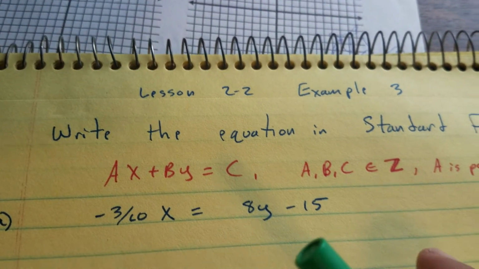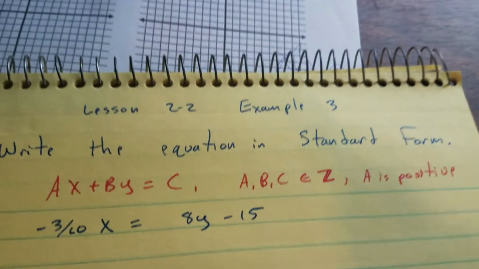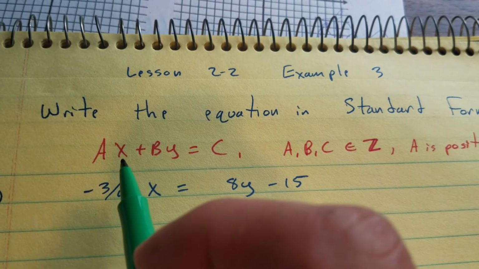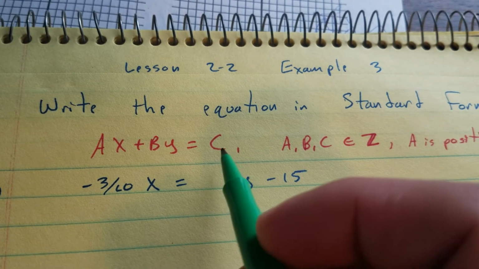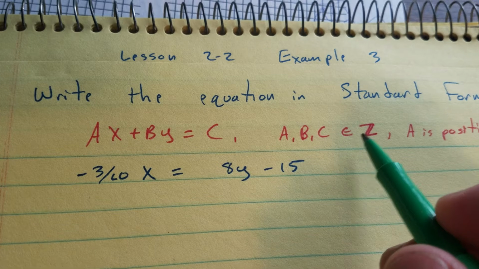All right, we're on lesson 2-2, example 3. Write the equation in standard form. So the first thing, standard form is ax plus by equals c, where a, b, and c are in the set of integers.